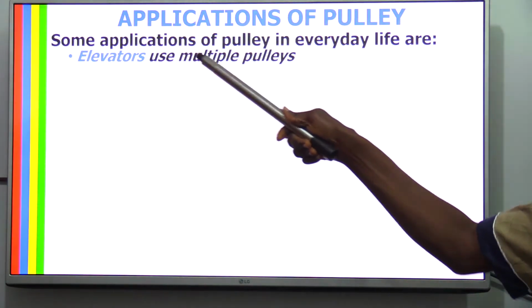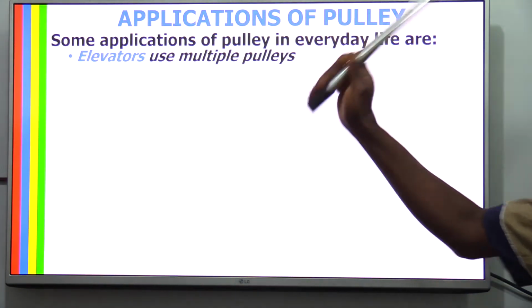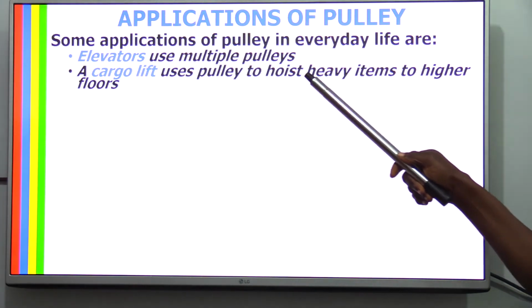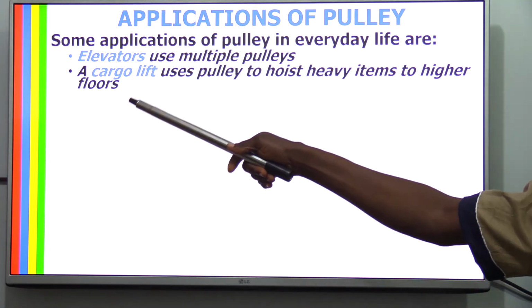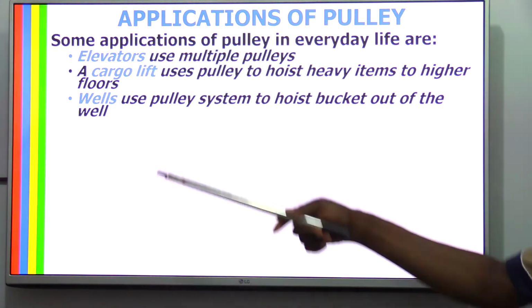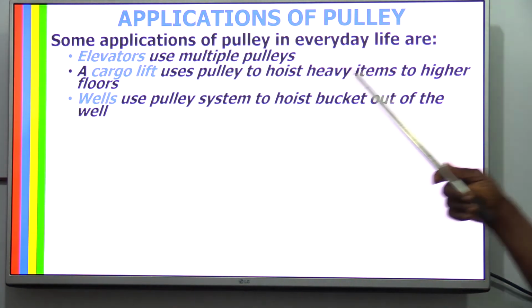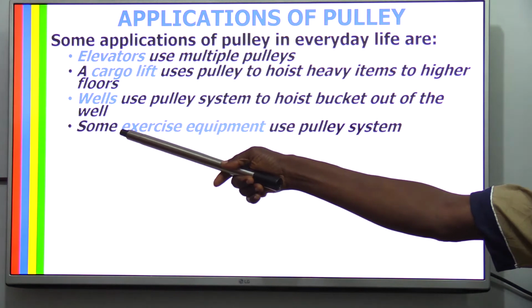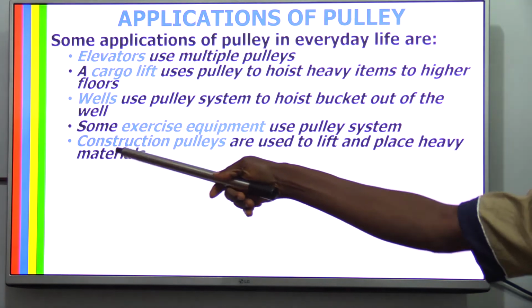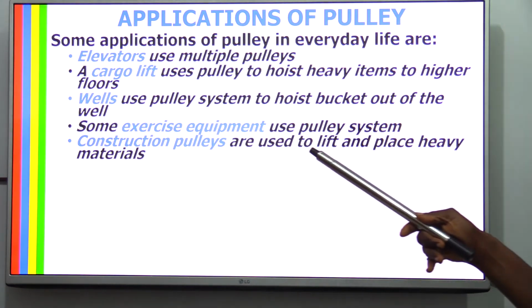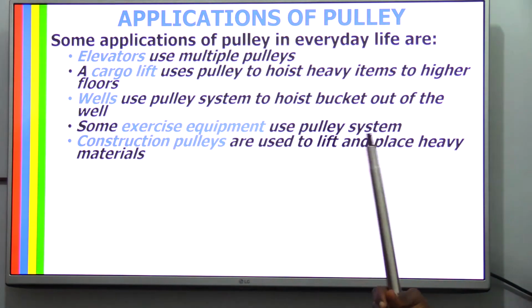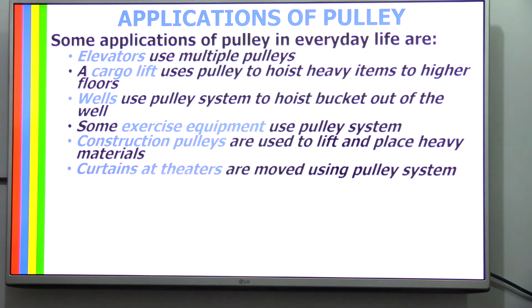Elevator. We use multiple pulleys in elevators. Another one is a cargo lift. We use pulley to hoist heavy items to higher floors in a cargo lift. Wells that I showed you before, we use pulley to draw water from the well. Some exercise equipment use pulley systems also. In construction, pulleys are used to lift and place heavy materials. I don't know if you have been to a construction site, you will see where such pulley is used.